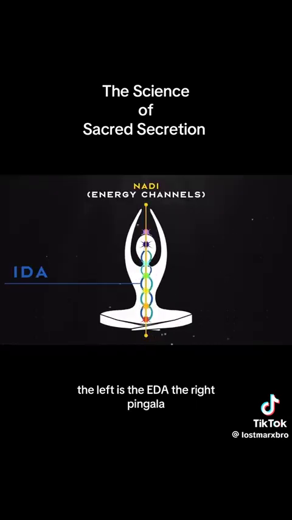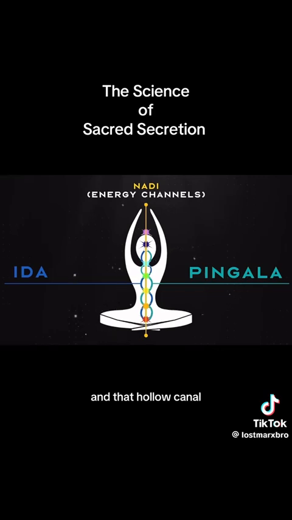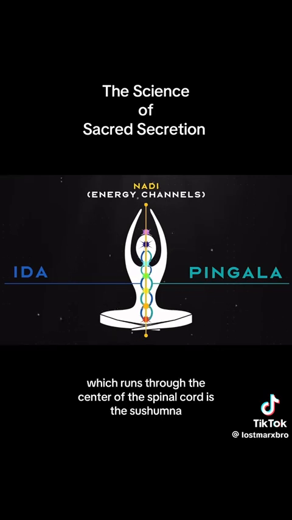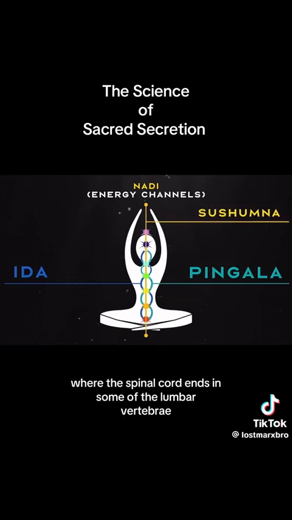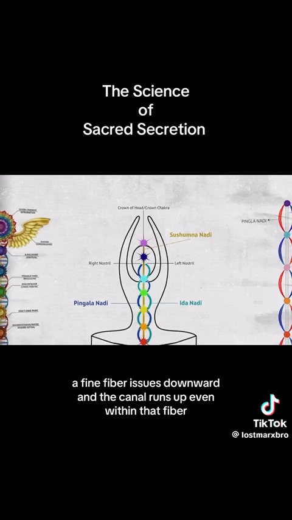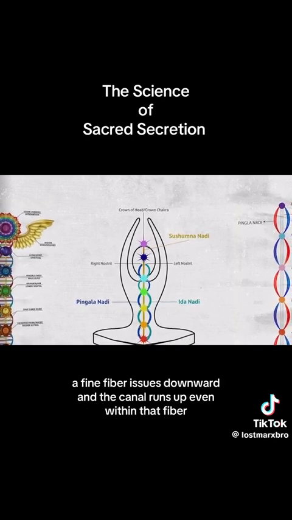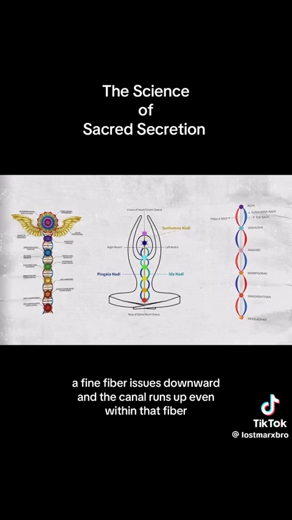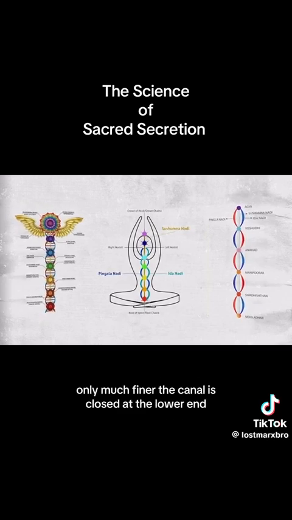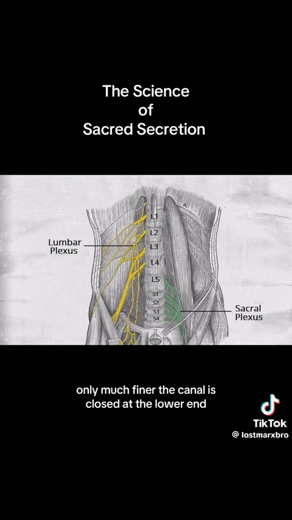The left is the Ida, the right Pingala, and that hollow canal which runs through the center of the spinal cord is the Sushumna, where the spinal cord ends. In some of the lumbar vertebrae, a fine fiber issues downward, and the canal runs up, even within that fiber, only much finer. The canal is closed at the lower end, which is situated near what is called the sacral plexus.